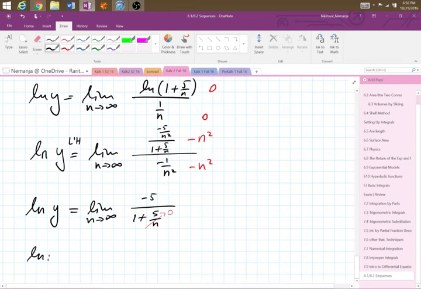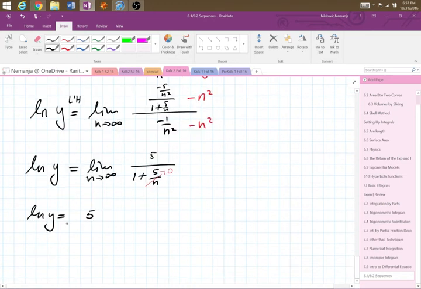So we have ln y is equal to negative 5. No, that's a positive 5, because we multiply by a negative, so that goes away. So since ln y is 5, that means that y is equal to e to the 5, which is exactly the limit we were looking for, right?